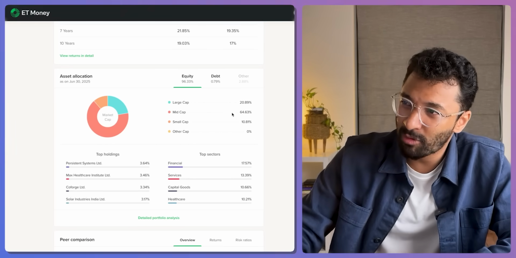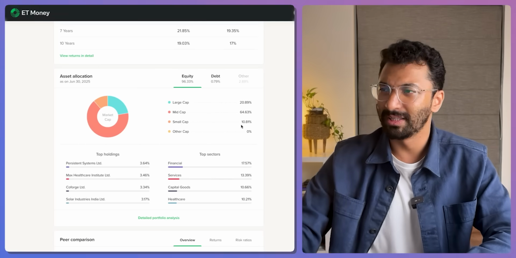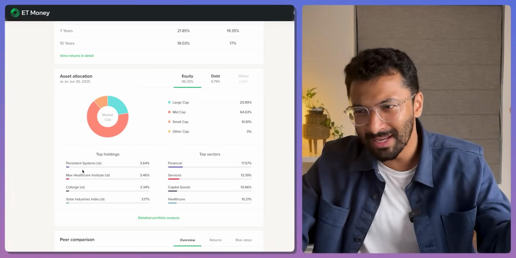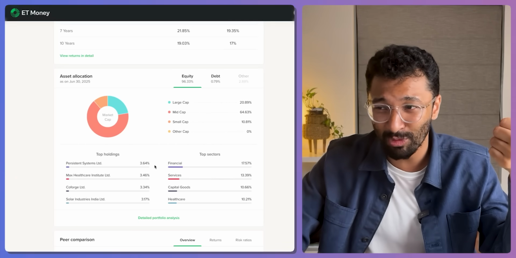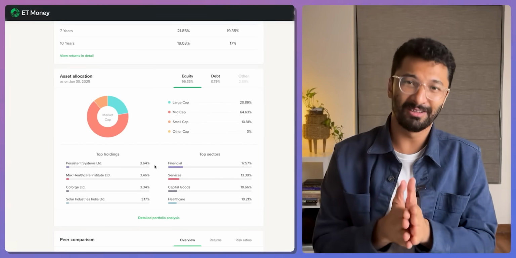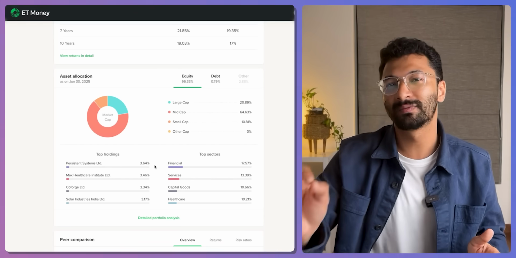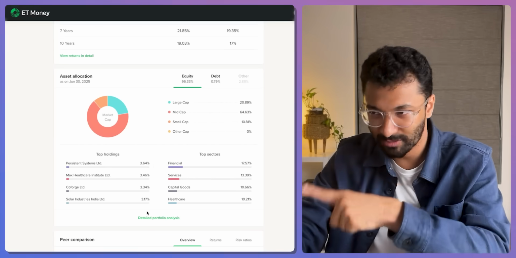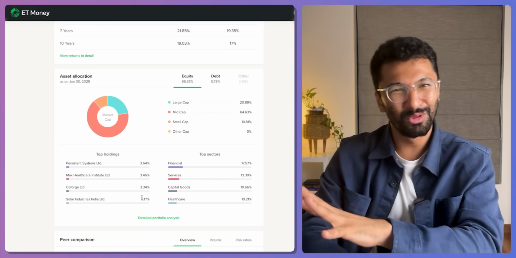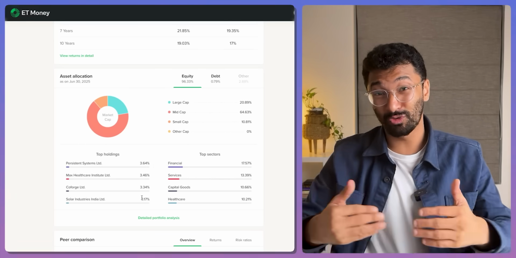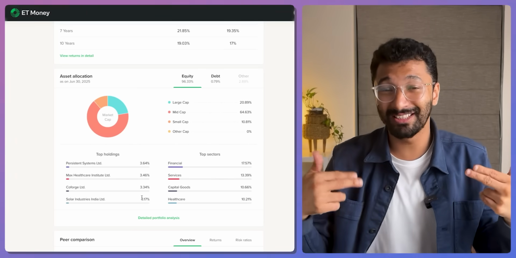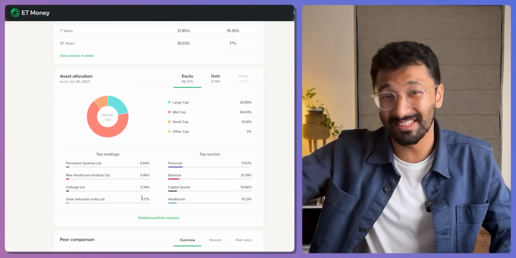Here you will see mid-caps form about 64% of the total money. Again, don't get into the granular details, but its top holdings are Persistent Systems at 3.64%. That means if you're investing 100 rupees in this fund, 3.64 gets invested in the stocks of Persistent Systems and then these other stocks that are out there. I would ask you to not really focus on this aspect too much of where the fund is investing, because that is the fund manager's headache, right? And we are trusting them with our money. That's why we even did an analysis on them.